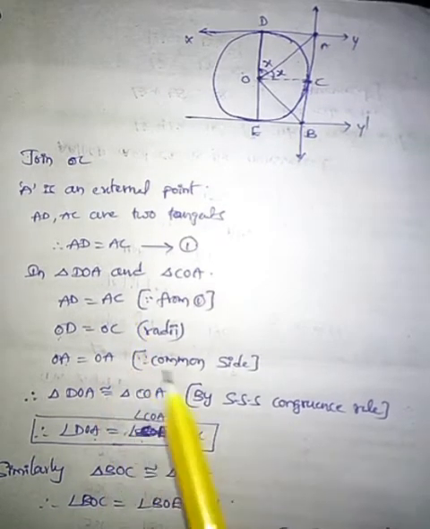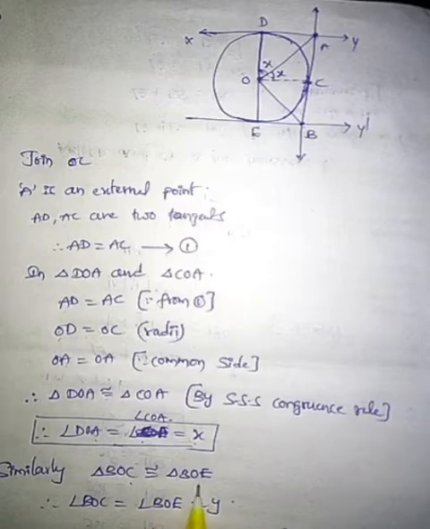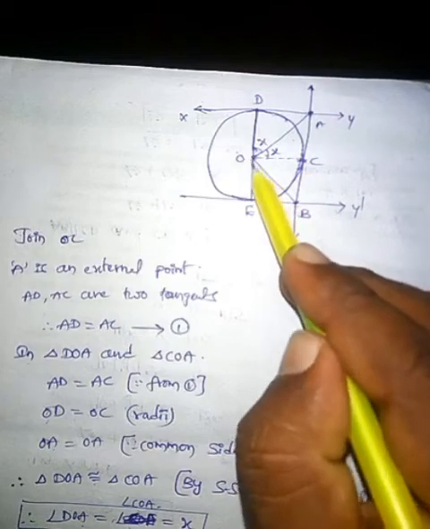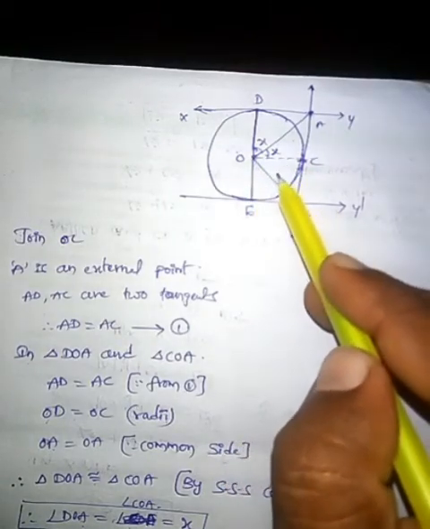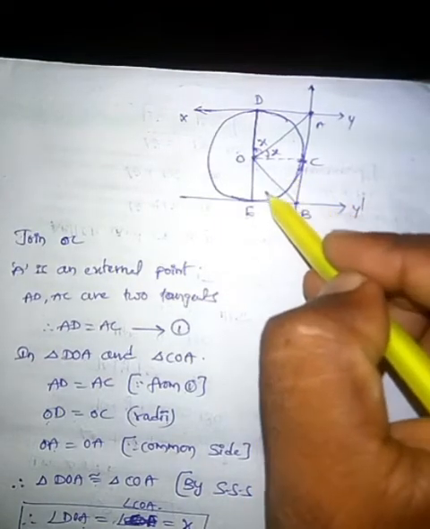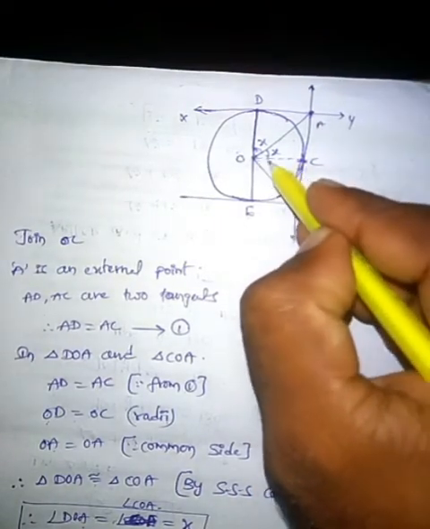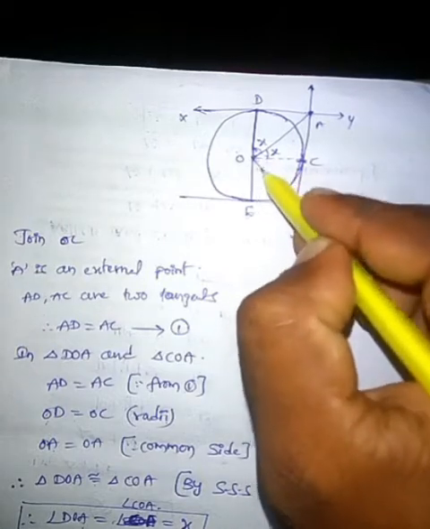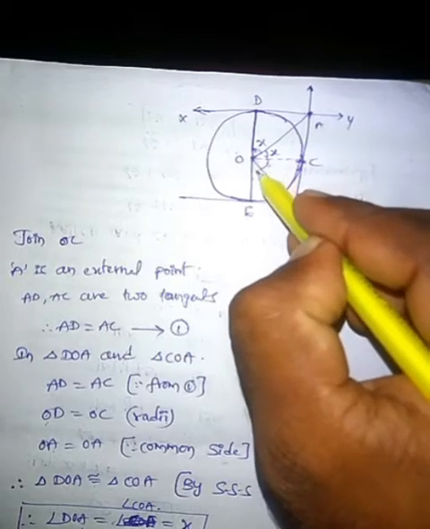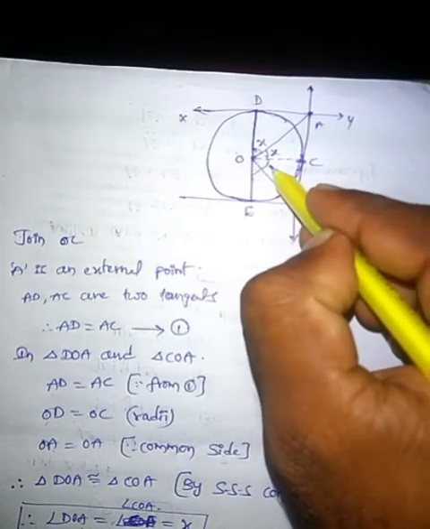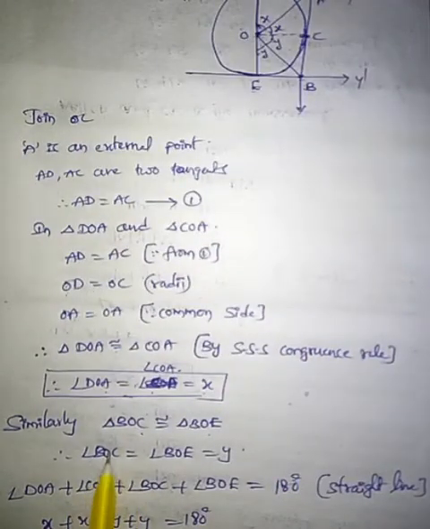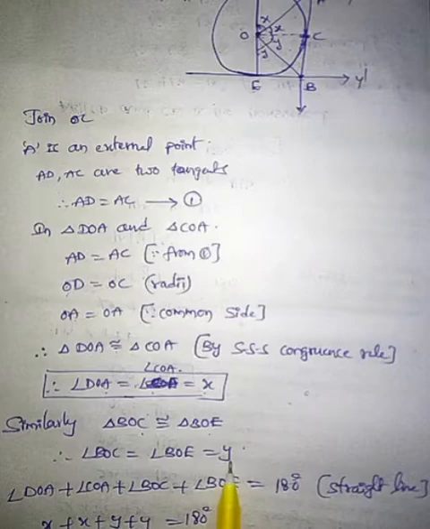Similarly, in the above process, triangles BOC and BOE are congruent by the SSS congruence rule. In these two congruent triangles, angle BOC corresponds to angle BOE, and corresponding angles are always equal in congruent triangles. That's why these two angles are equal, named as y and y. Let angle BOC equal angle BOE equal y degrees.